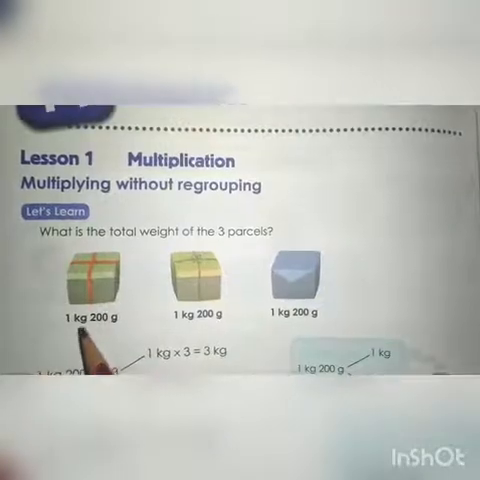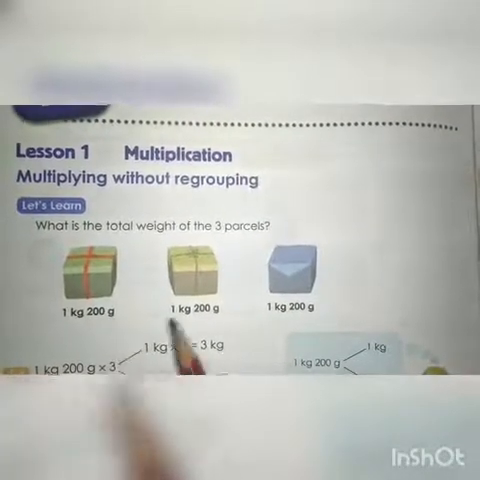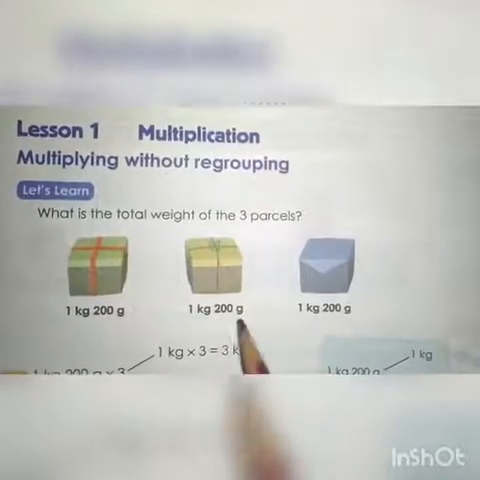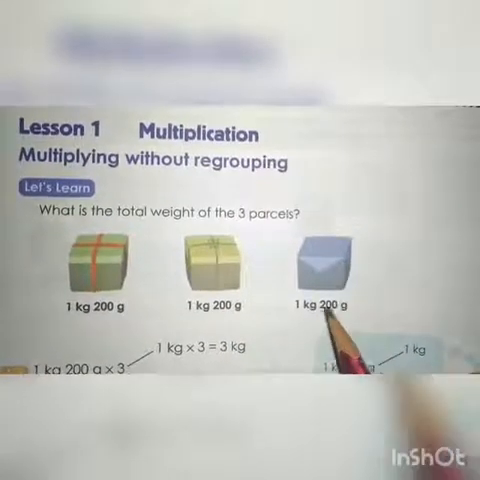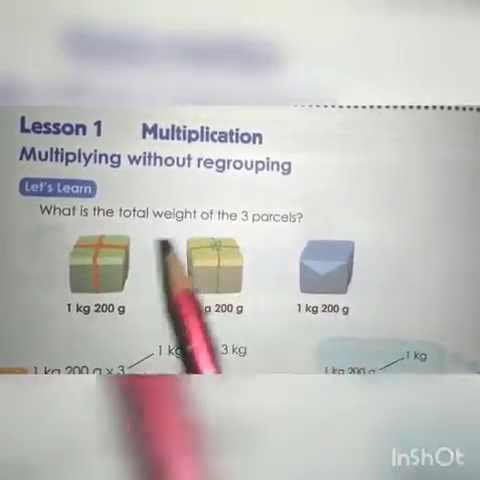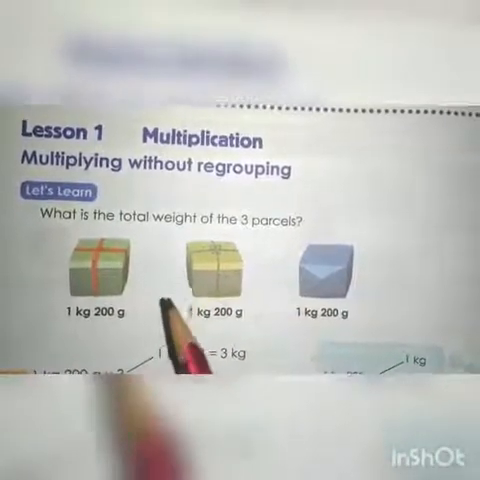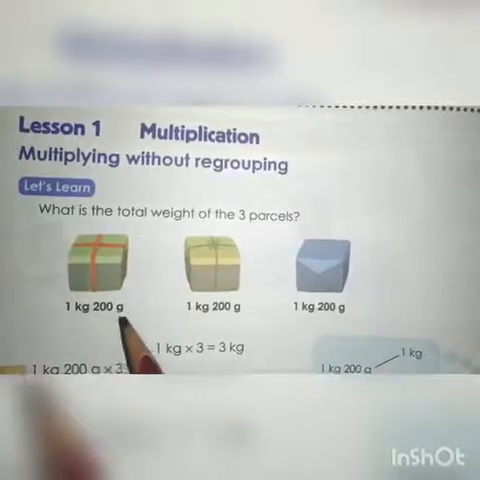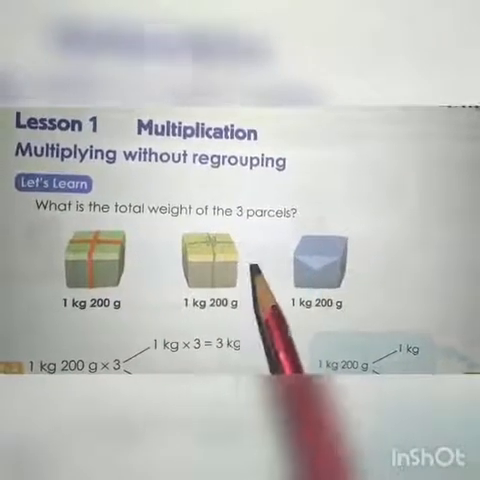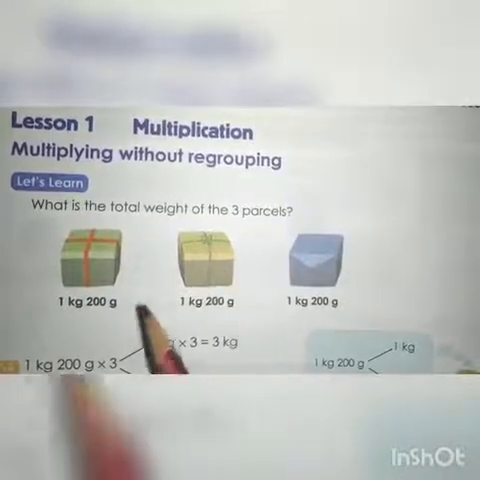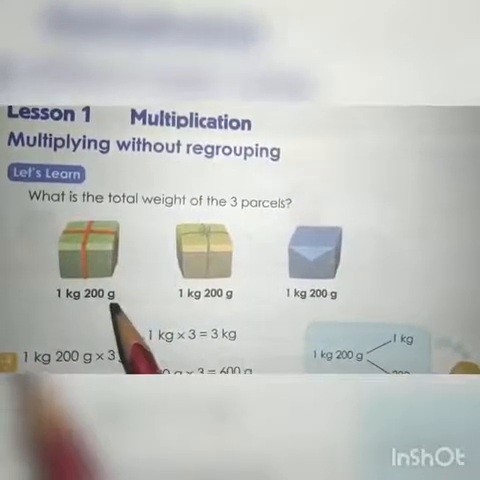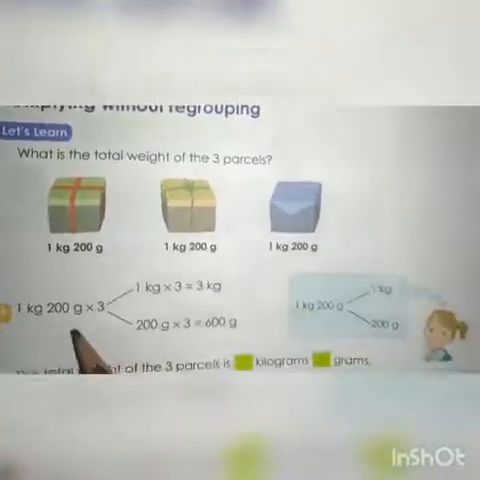The first parcel's weight is 1 kg 200 gram. The second parcel's weight is 1 kg 200 gram. The third parcel's weight is 1 kg 200 gram. So all three parcels have the weight of 1 kg 200 gram. How many parcels are there? 3 parcels, having the same weight. So we have to multiply 1 kg 200 gram with 3.